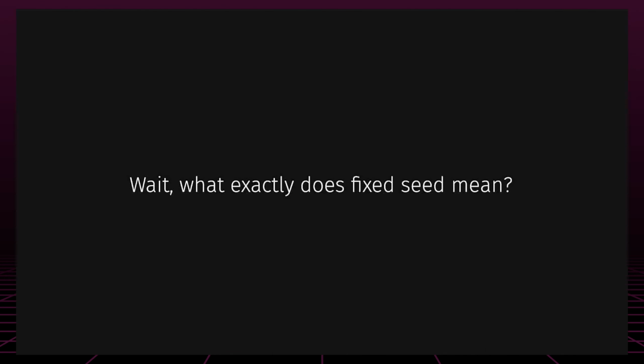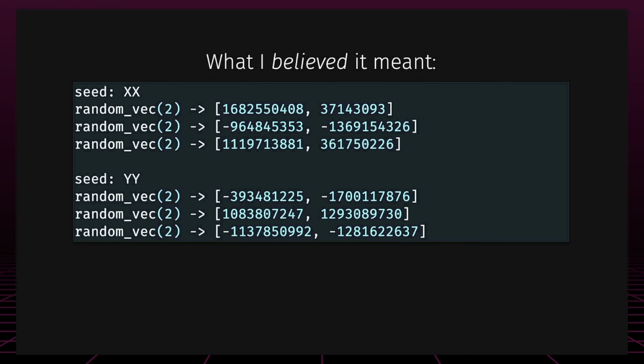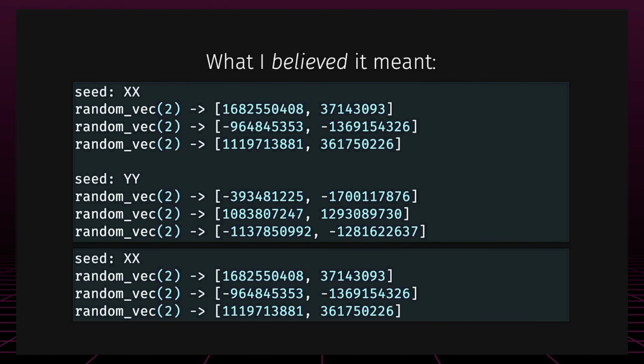Then I was writing something up, and I wondered what exactly a fixed seed means for the rand library, because this is what I believed it meant. You have a fixed seed, and then we ask for 2 random numbers and get 2 random numbers. I ask for 2 more and get 2 different random numbers, and it keeps going. But if I put in the same seed, I would get the same sequence of random numbers. So there's some internal state it tracks, and it can produce the same sequence essentially.